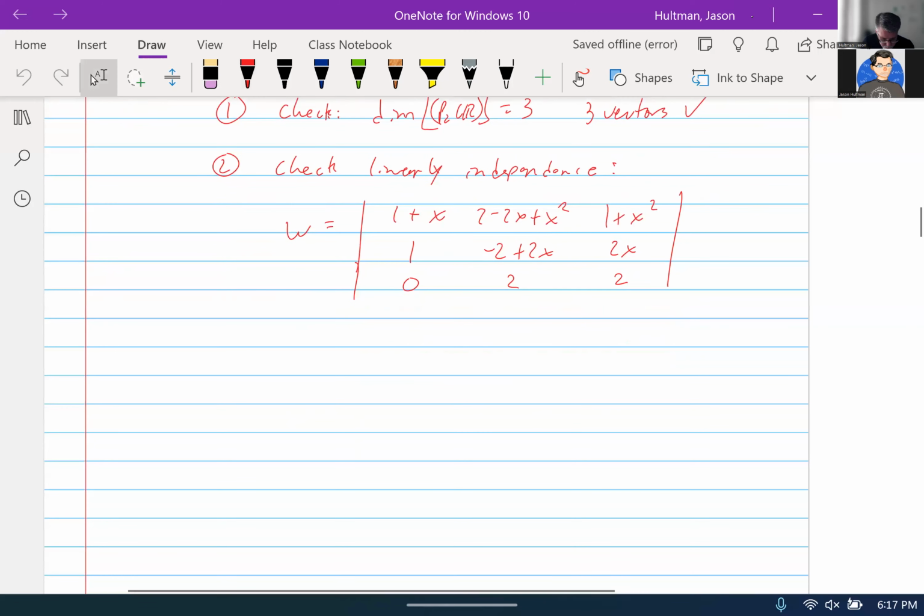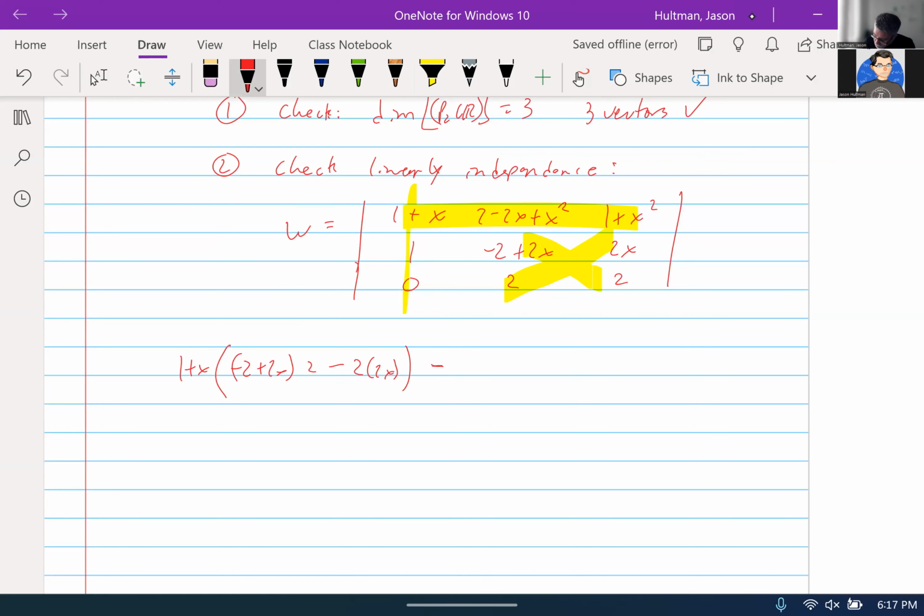Okay. So cross off row and column and find the determinant. 1 plus x times, we cross off this row and column, and we get our cross products there. We're going to get negative 2 plus 2x times 2 minus 2 times 2x. Okay, that's for the first one. I'm going to put a minus sign because I know the next one has to be minus.